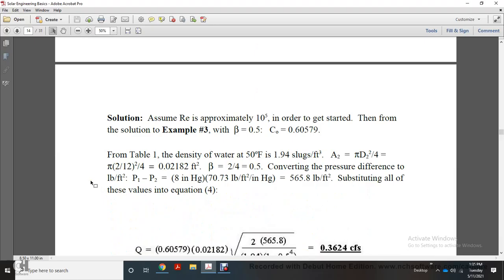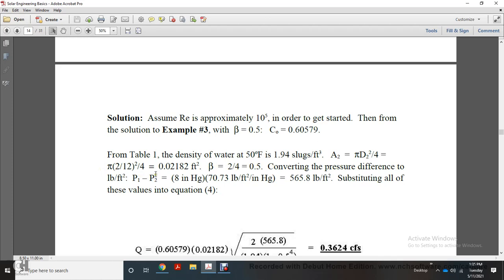Then from the solution to example 3, with a diameter ratio of 0.5, the coefficient is 0.6057. From the table of the density of water at 50 degrees, the density is 1.94 slugs per cubic foot. The area is pi times D squared divided by 4, which gives 0.2182 feet squared, and the diameter ratio is 2 to 4, or 0.5.